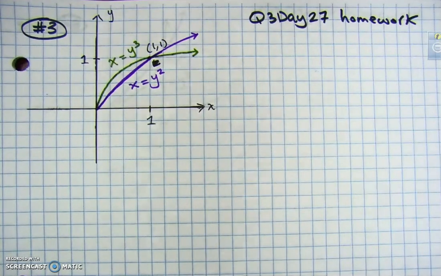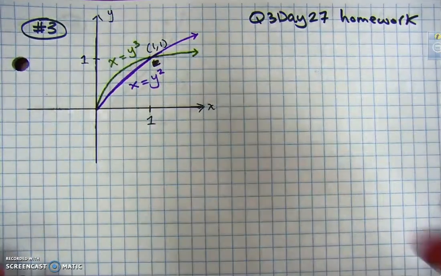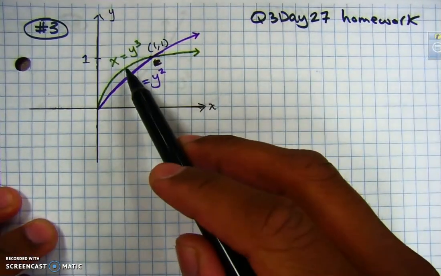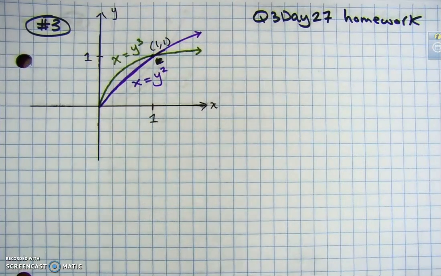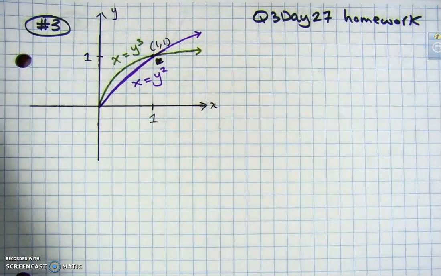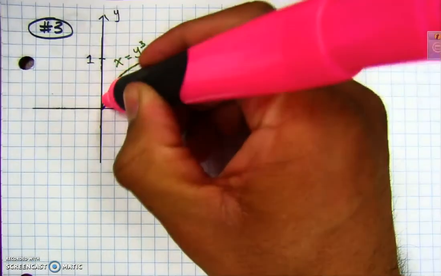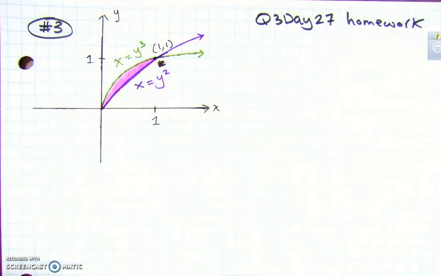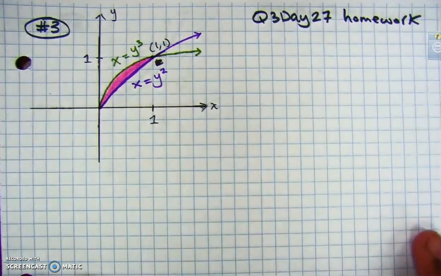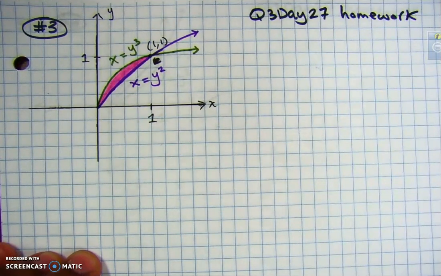Homework, problem number 3 from Q3Day27. You have two functions, x equals y cubed and x equals y squared, and they are asking for the region in between the two curves, and it's this region here. So there are two options we can do. Two options to use for problem number 3.